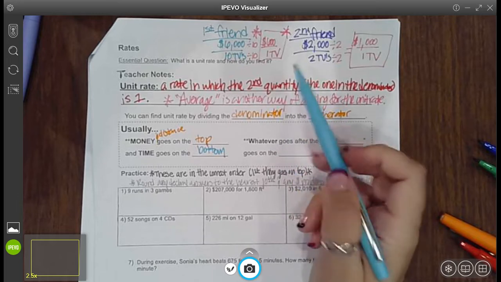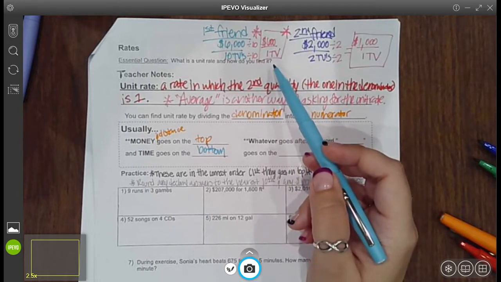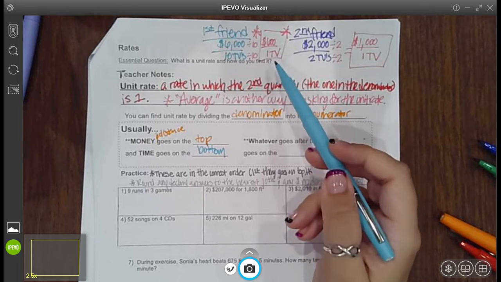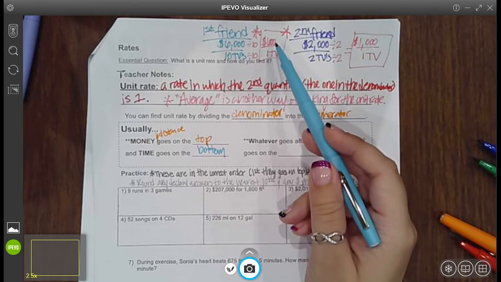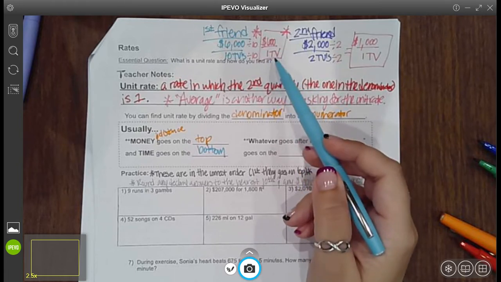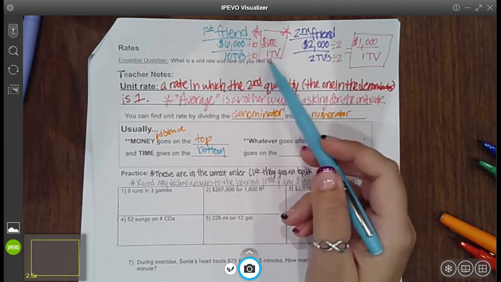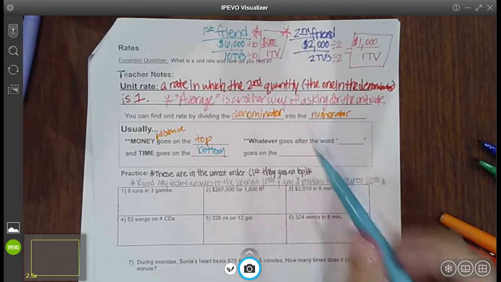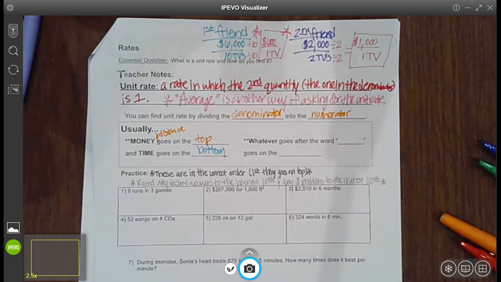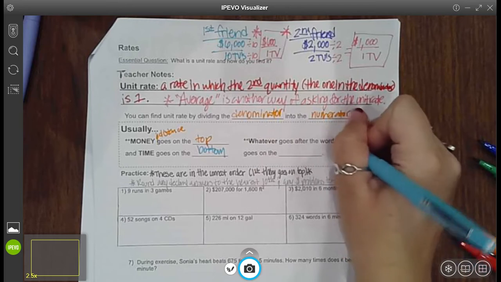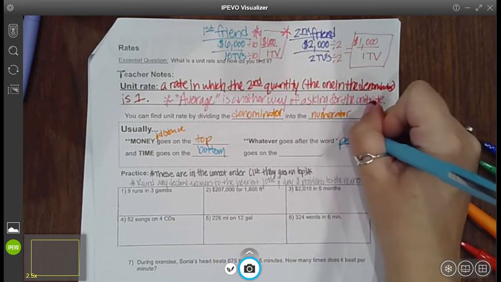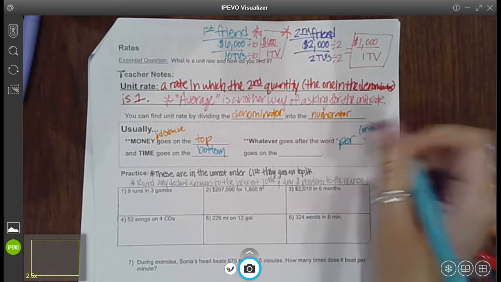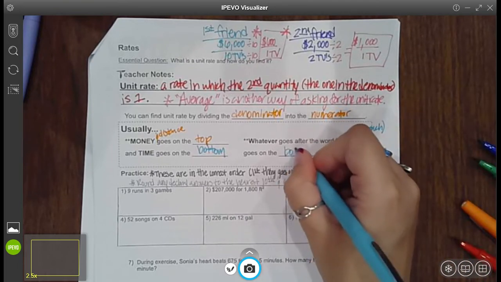But think about it. It's how much does it cost per one TV? Or how much does it cost per shirt? Or how much does it cost per pound? Usually money is always on top. And time is usually on the bottom and distance is usually on top. So when you're talking about driving, you talk about miles per hour, or if it's like running, maybe feet per second. Okay. So distance is usually on top. Time is usually on the bottom. Another thing is within a word problem, whatever goes after the word per or even each. So like per, each, every, that usually goes on the bottom as well.